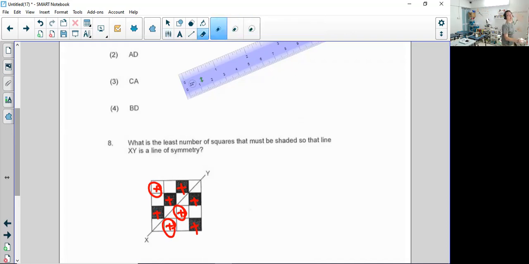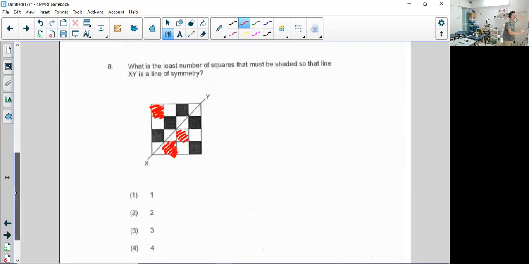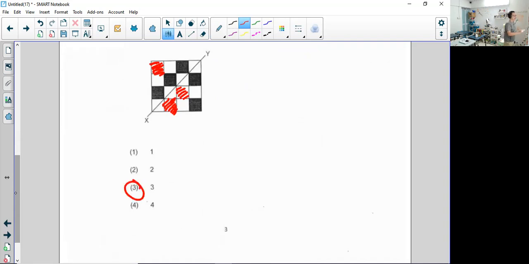Or let me just color it so that you can see more clearly. Over here, 1 square, you must color that. And here also must color, right? Must color this 1 square. And then over here, you also color this square. So now you have a symmetric figure. So there are 3 squares that you must color. So question 8, answer number 3. Okay, let's go to the next one.